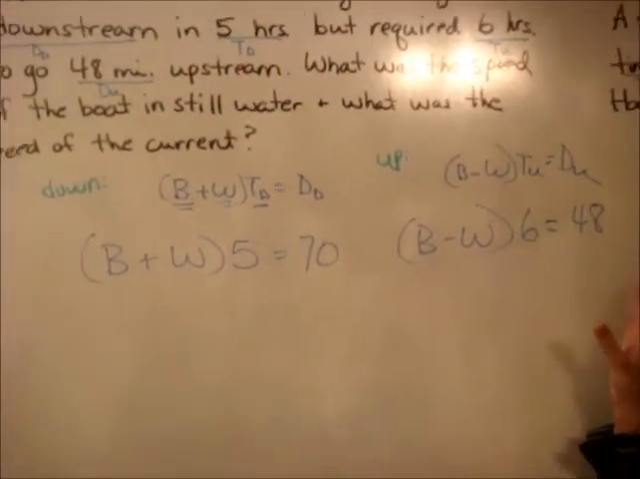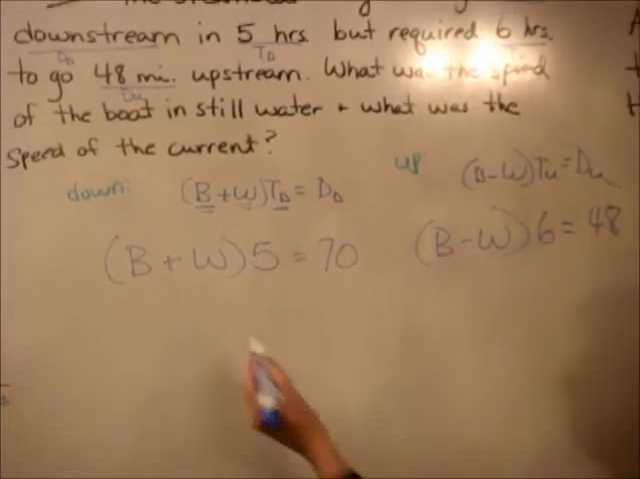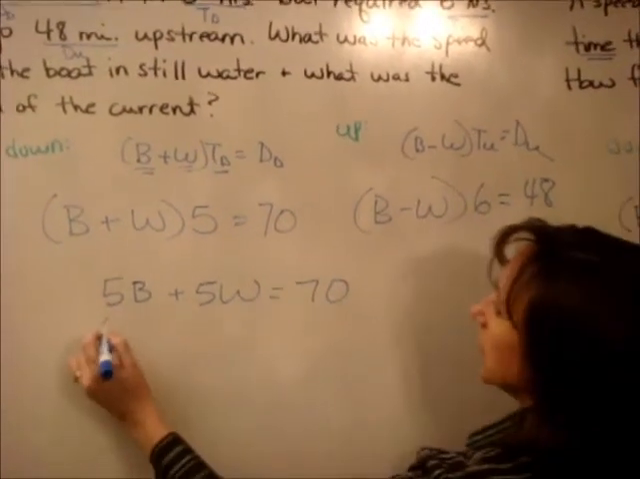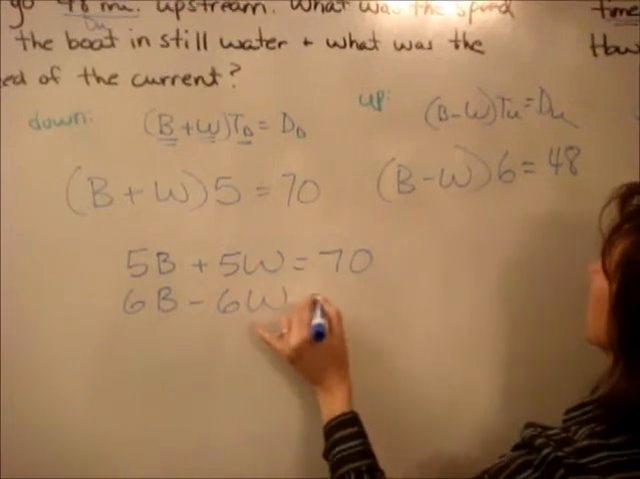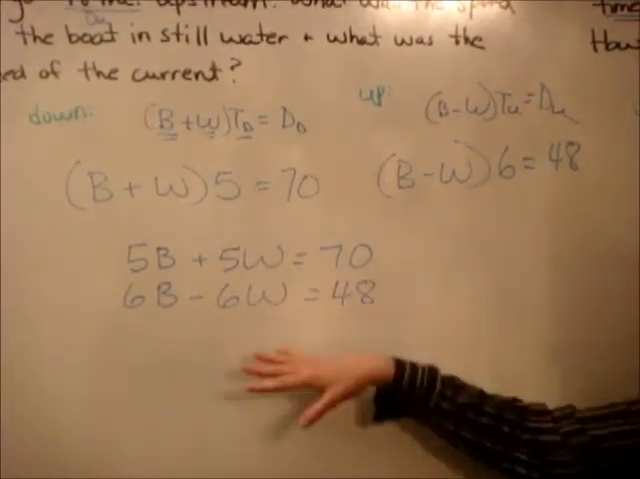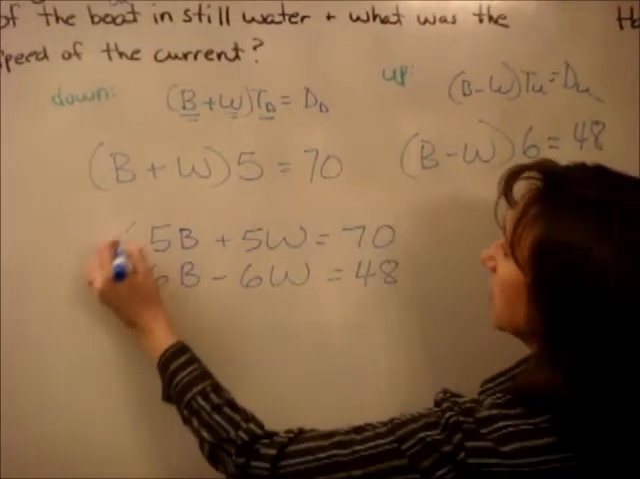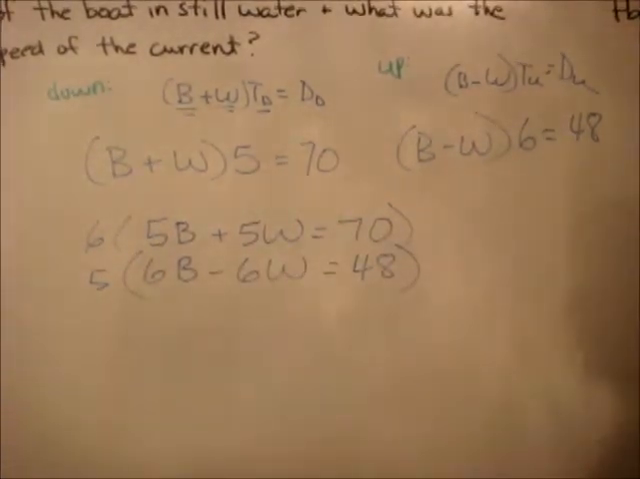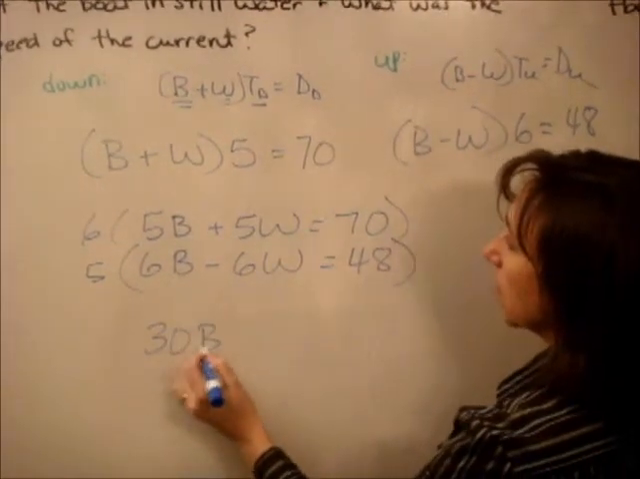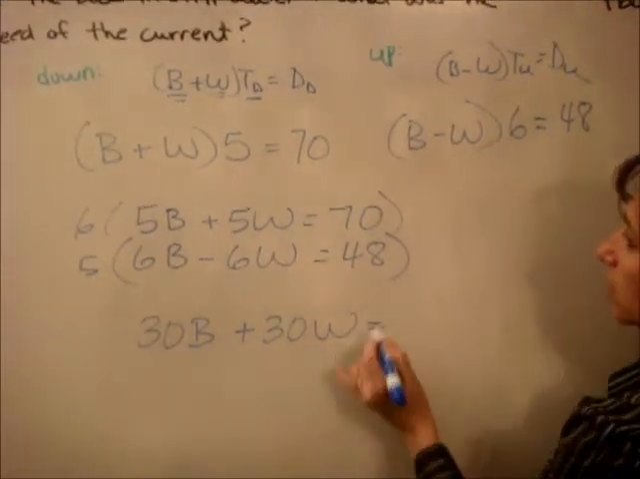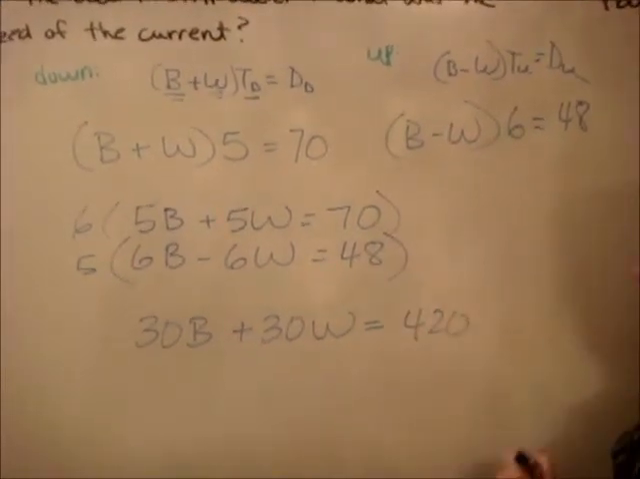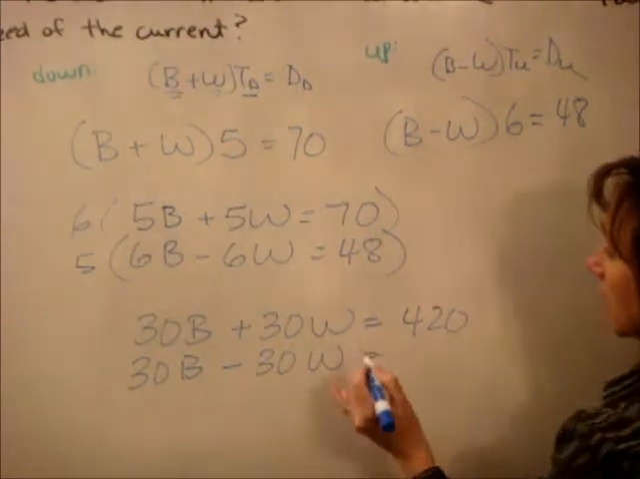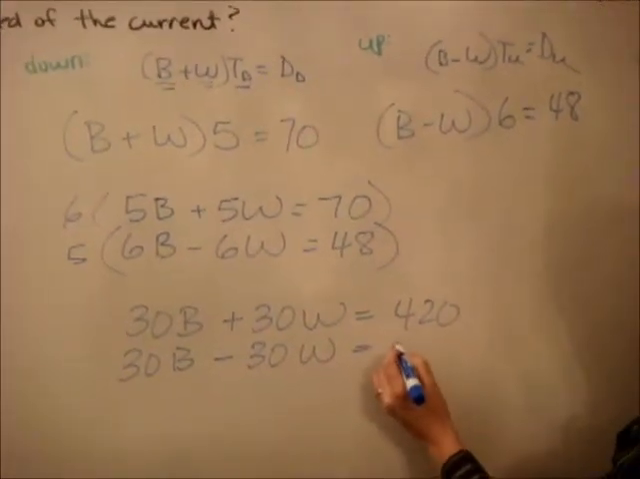Now we just need to distribute and use elimination. So we get 5B plus 5W equals 70, and 6B minus 6W equals 48. This one's a little bit more complicated elimination. We'll multiply this equation by 6 and this equation by 5 so that we can eliminate the W's. So we'll get 30B plus 30W equals 420, and 30B minus 30W equals 240.